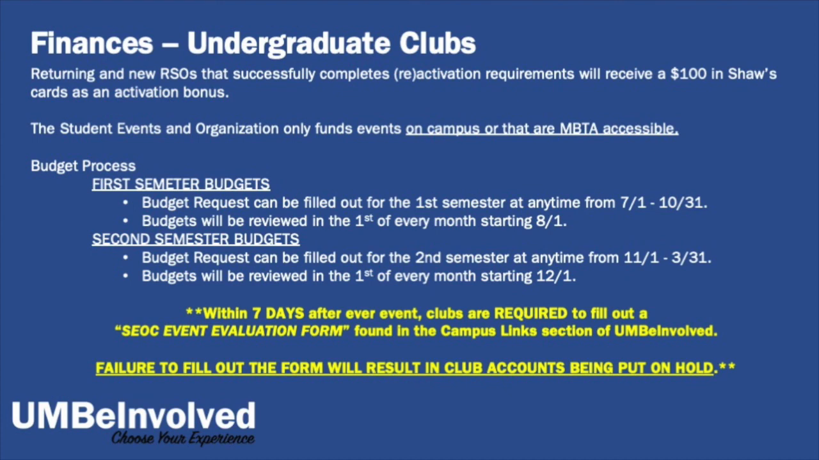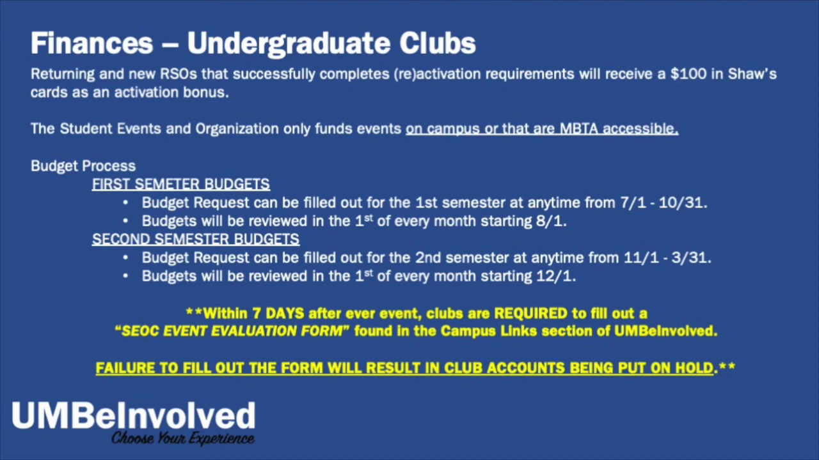Budget process. First semester budgets. Budget requests can be filled out for the first semester at any time from 7/1 to 10/31. Budgets will be reviewed on the first of every month, starting 8/1. Second semester budget requests. Budget requests can be filled out for the second semester at any time from 11/1 to 3/31. Budgets will be reviewed on the first of every month starting 12/1.